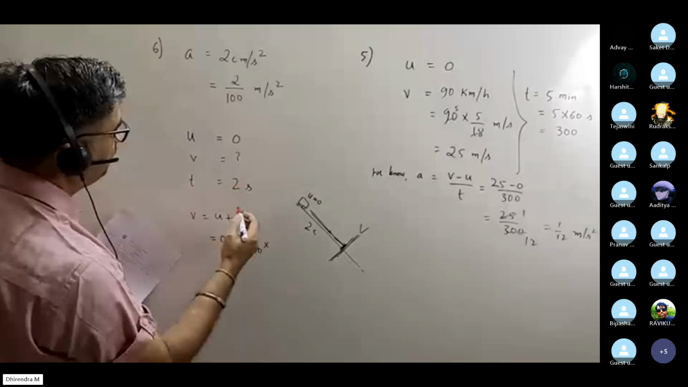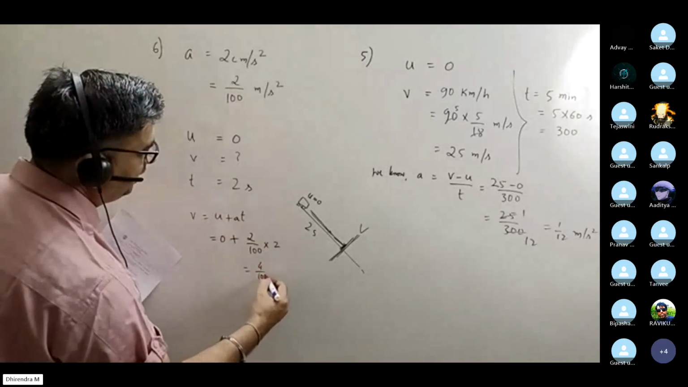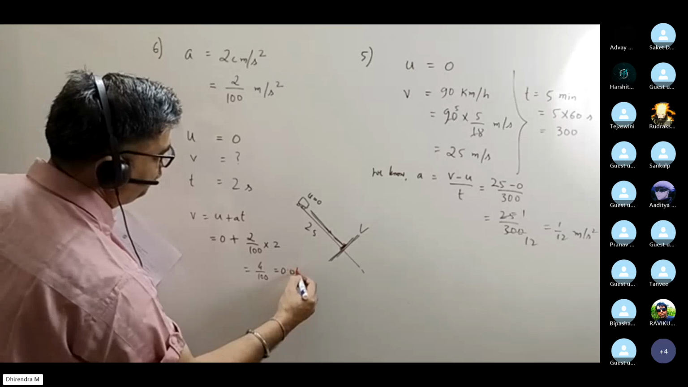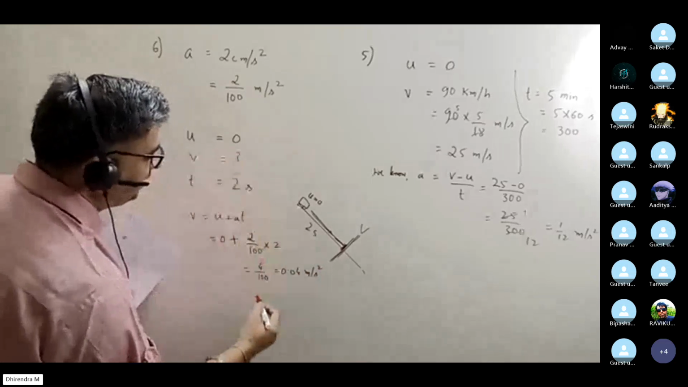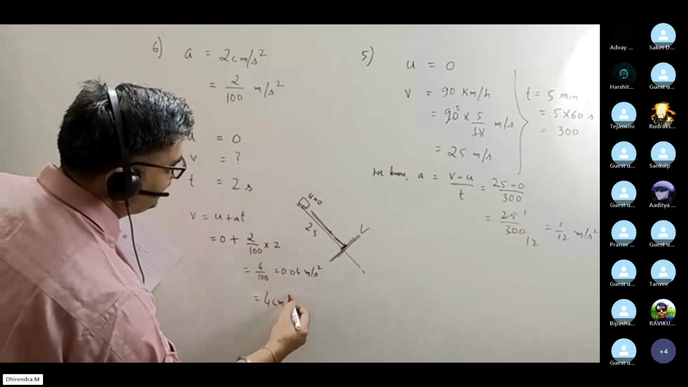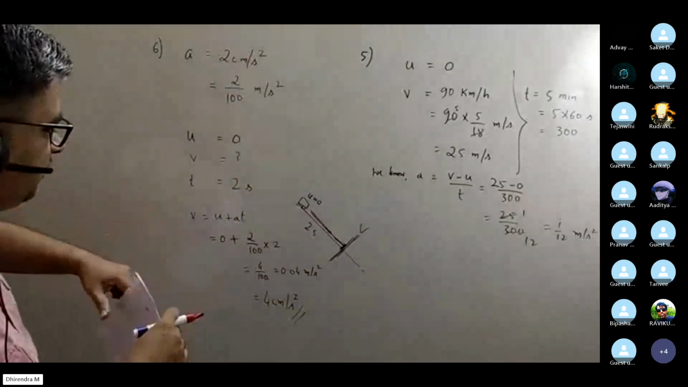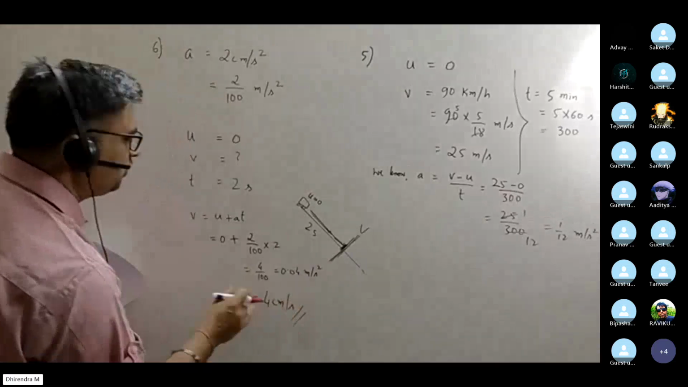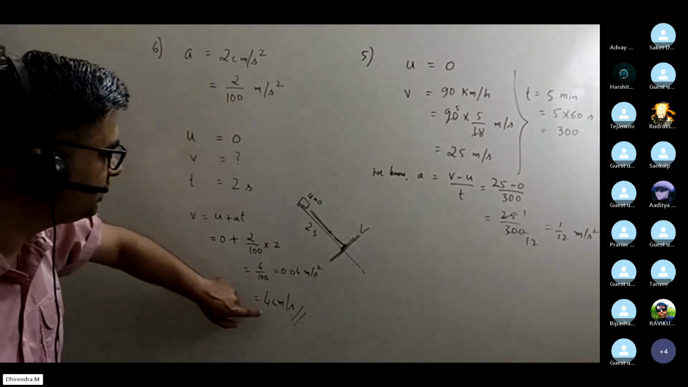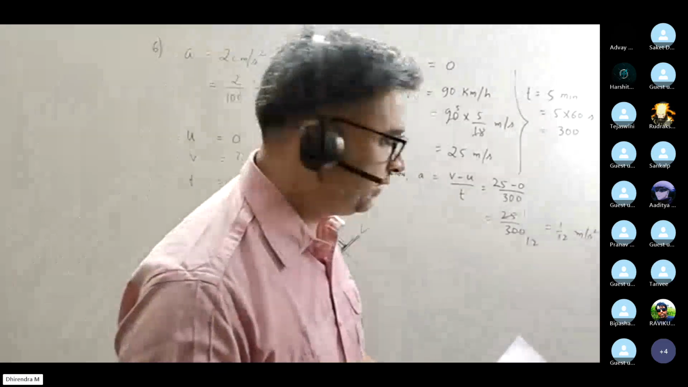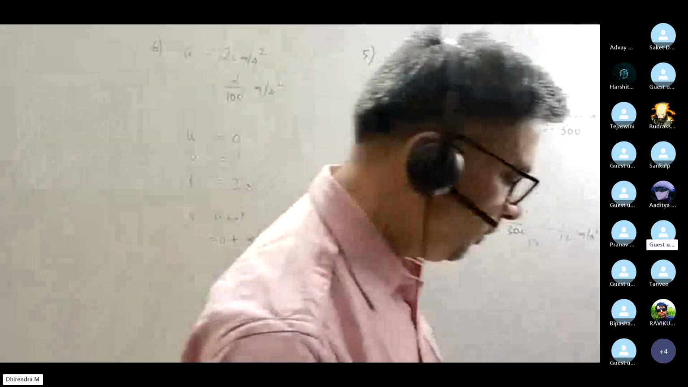So 2 by 100 into time. Time was how much, folks? 2 seconds. So is it not 4 by 100, or 0.04 meter per second? Or if you want to keep it in centimeter, it will be 4 centimeter per second, because this is velocity, right? So it will not be second square, folks. It will be second. Because the acceleration was given in centimeter, I am keeping the velocity also in centimeters.